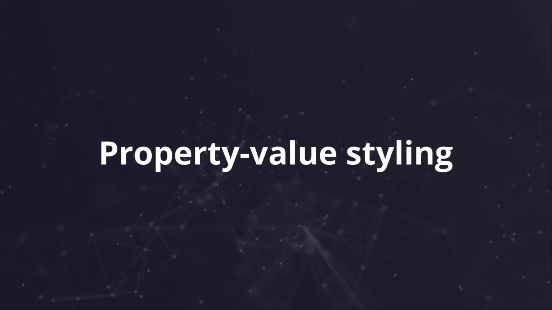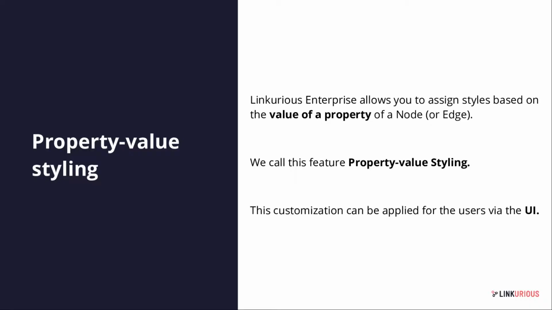And now we can talk about the property value styling. Now I showed how it's possible to change the icon for a group of nodes, more specifically for some node categories or types. But in Linkurious Enterprise, it's possible to do something more. In fact, you have the possibility to change the style based on the value of a property. And this can be done for nodes or even for edges. We call this feature property value styling. Even this kind of customization can be done by all the users and can be done through the user interface.